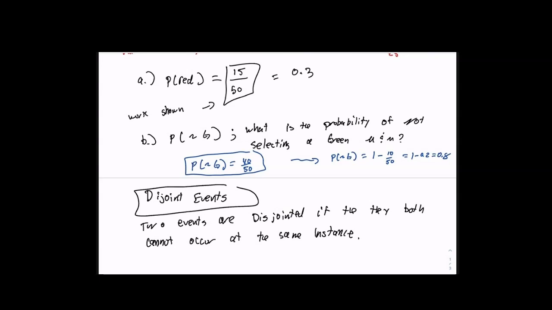Does anybody know the other vocabulary word for disjoint events? Looking at this definition, they both cannot occur at the same instance, at the same time. You can't have both. You probably hear this a lot, like in history or even ELA class. They don't use the word disjointed. This also has another word. Does anybody know or have a guess at what that word is? These two things are blank because they can't occur at the same time.